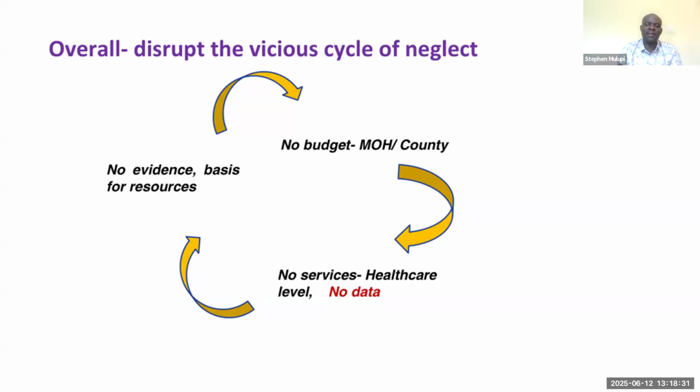So what this study does is that it disrupts this cycle by bringing data on the table, saying this is the data generated out of diagnosing, and that is now going to feed upwards to the decision makers to provide an evidence basis for resources. And we're hoping that with these resources channeling back to the service provision level, we'll have more data generated and more sustainability, because we have evidence to support this.